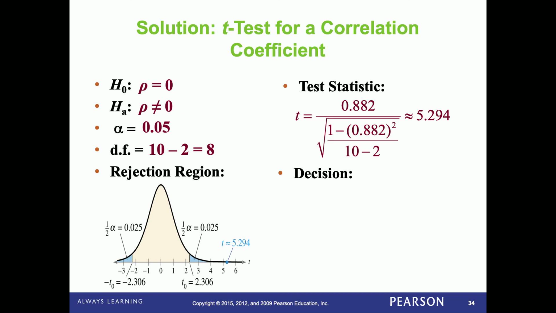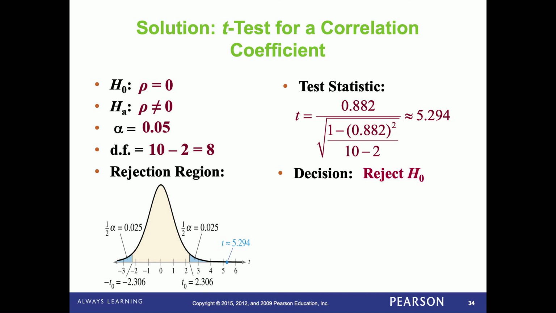We calculate t using this information. R is 0.882 over the square root of 1 minus R squared over our degrees of freedom. So t is 5.294. We go to Table 5 in Appendix B, and our value t sub 0 is 2.306 in the table. I can't show you the table here, but in the back of the book, if you go to Table 5 in Appendix B, you go to n of 10, and you go over to two-tailed with a significance level of 0.05 and look down, you're going to end up with the critical value.